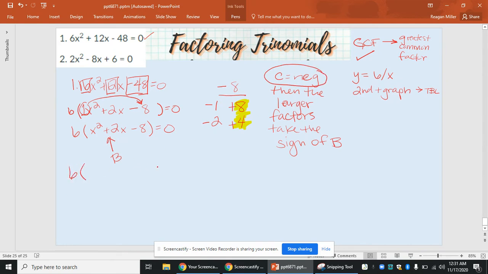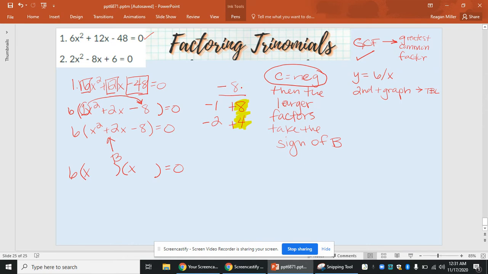Okay, I'm going to bring my 6 down. Some people were dropping this 6 off. It was just disappearing as you went down your steps. Okay, and now I can factor it into 2 binomials. What that means is I'm going to put an x, and I'm literally just sticking whatever my factors are here.